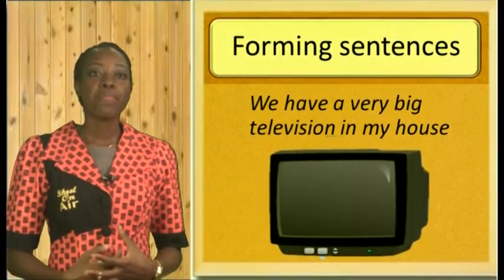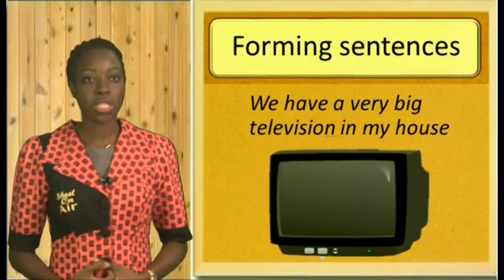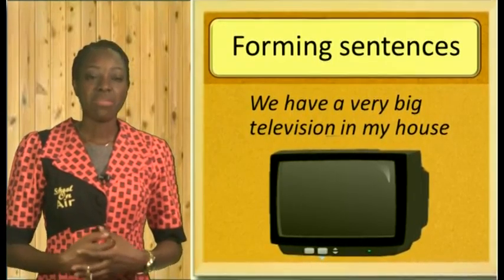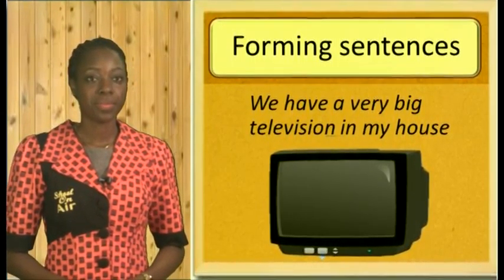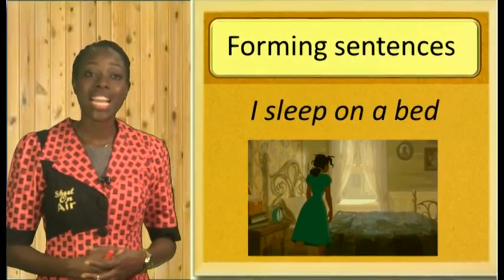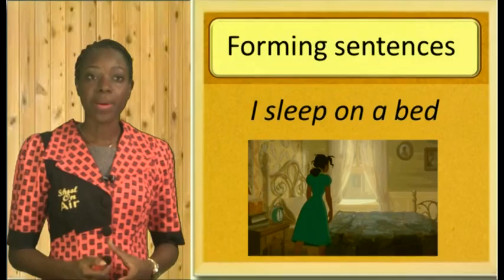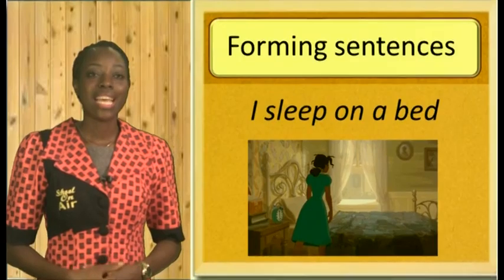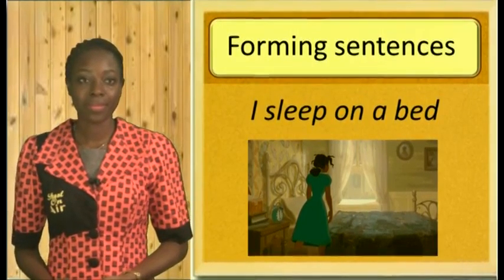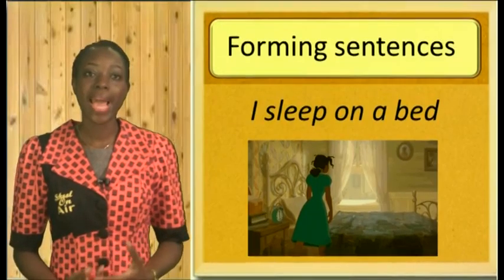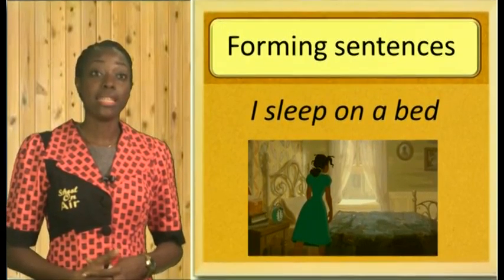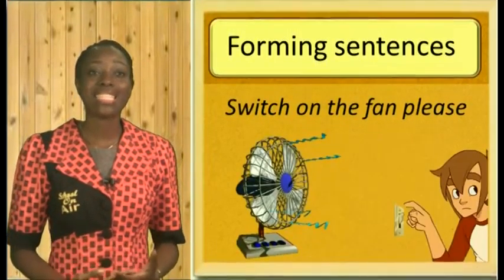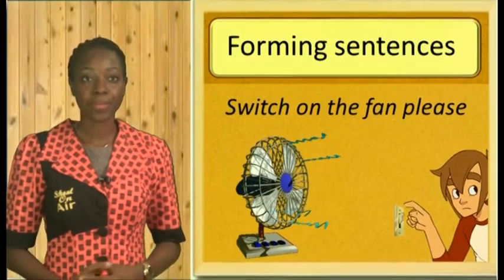We have a very big television in my house. This statement says we have a very big television in my house. Now, notice that we use the word television, and that can be found, remember, in the living room. Now, here is another sentence. It says, I sleep on a bed. A bed can be found in the bedroom. So, I sleep on a bed. That is a sentence that you can form with the bed.